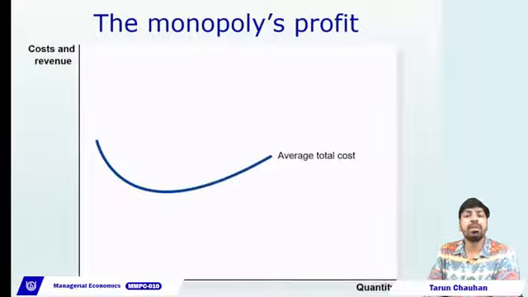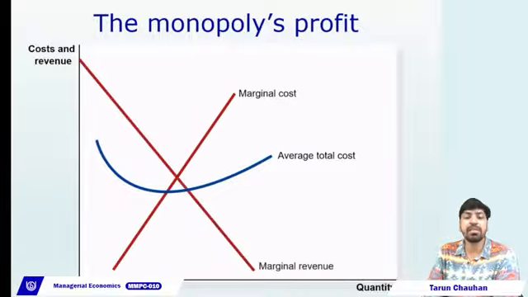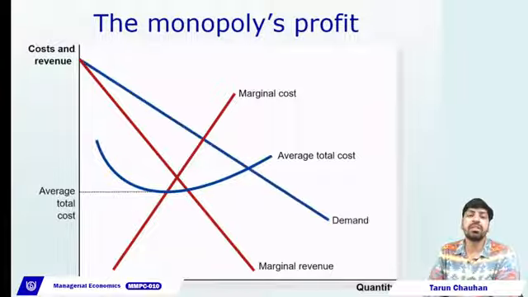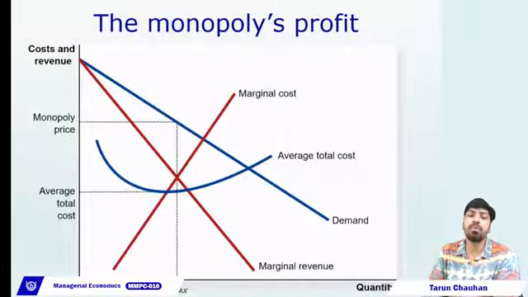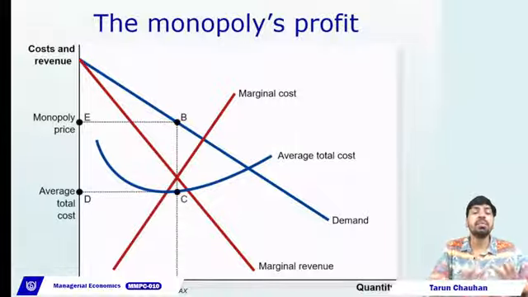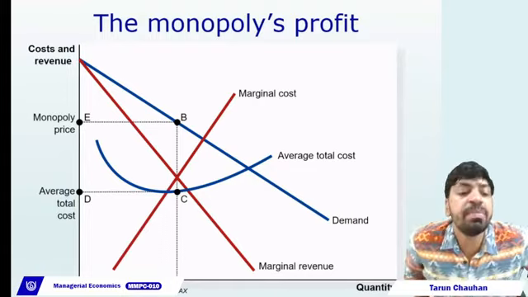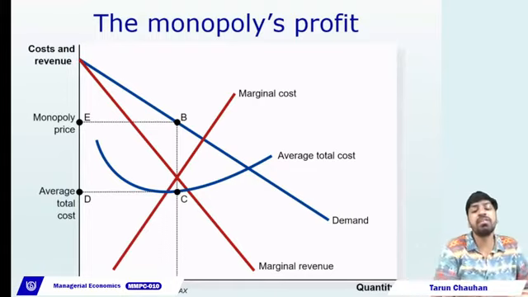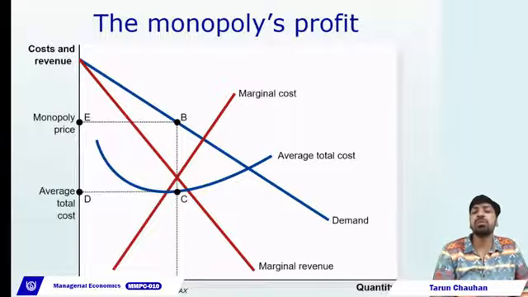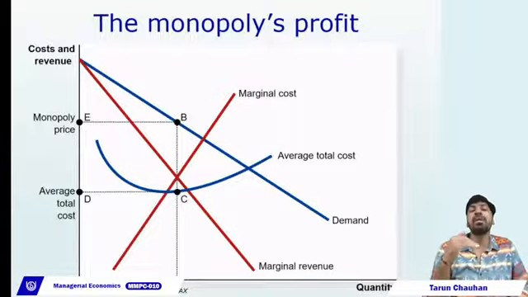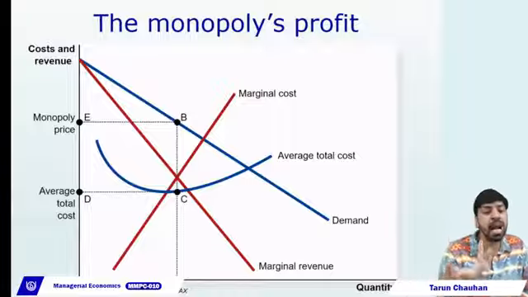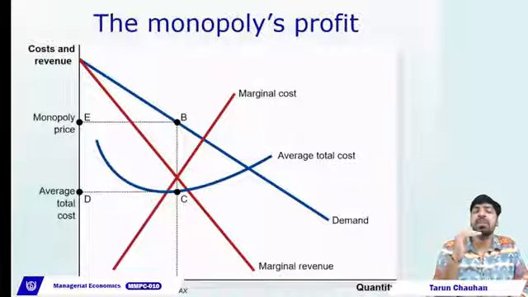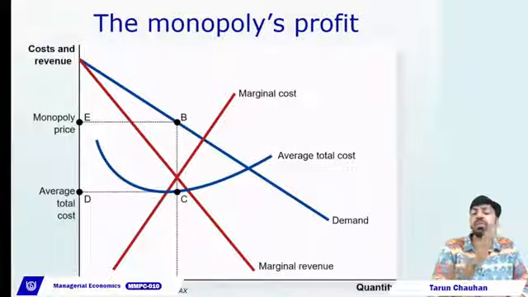So this is the average total cost, this is the marginal cost, this is the marginal revenue, and this is the average total cost which touches the demand curve. This is the maximum quantity set by the monopolist. This portion, EBDC, is the monopoly profit, which is above the average total cost curve. Any gap above the average total cost curve stands for profit. And if the demand curve is drawn just to the left of the average total cost curve, then it turns into a loss.